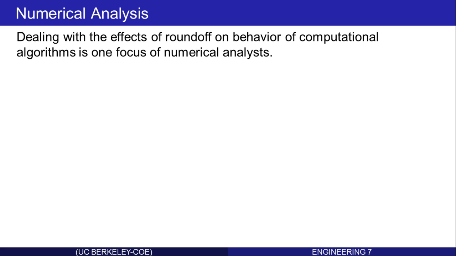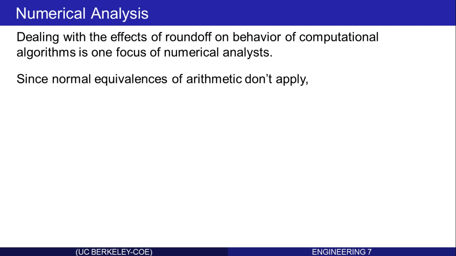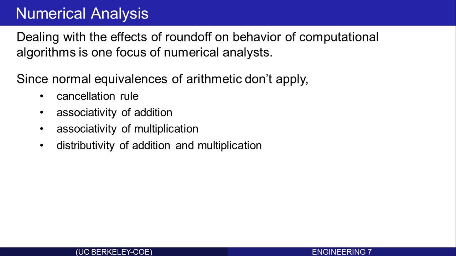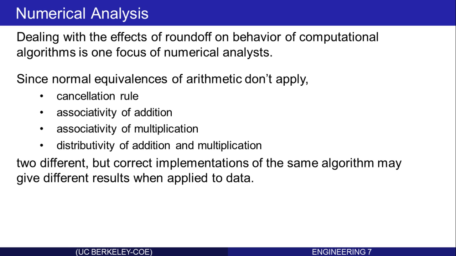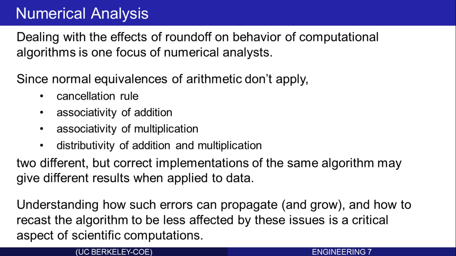Dealing with the effects of round-off on the behavior of computational algorithms is a focus of numerical analysts. Since normal equivalences of arithmetic don't apply, for instance, cancellation rule, associativity of addition, those are two examples we've seen, as well as associativity of multiplication and distributivity of addition and multiplication, two different but correct implementations of the same algorithm may give different results when applied to data. Understanding how such errors can propagate and maybe grow, and how to recast the algorithm to be less affected by these issues is a critical aspect of scientific computations.